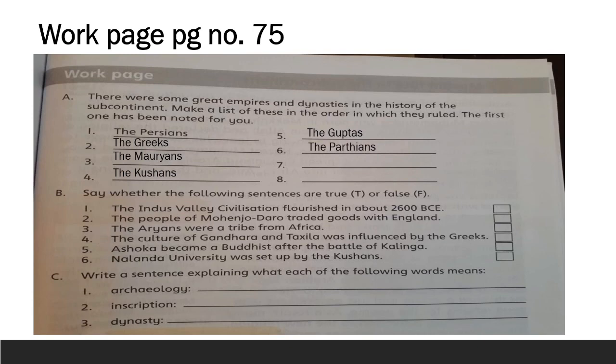Then, of course, after the Parthians, who came? The Huns. And who were the Huns? They were a Central Asian tribe, and they created destruction wherever they went. And at number 8, we are going to write the Nandas. So at number 8, we are going to write the Nandas because they were the last ones who came after the Huns.